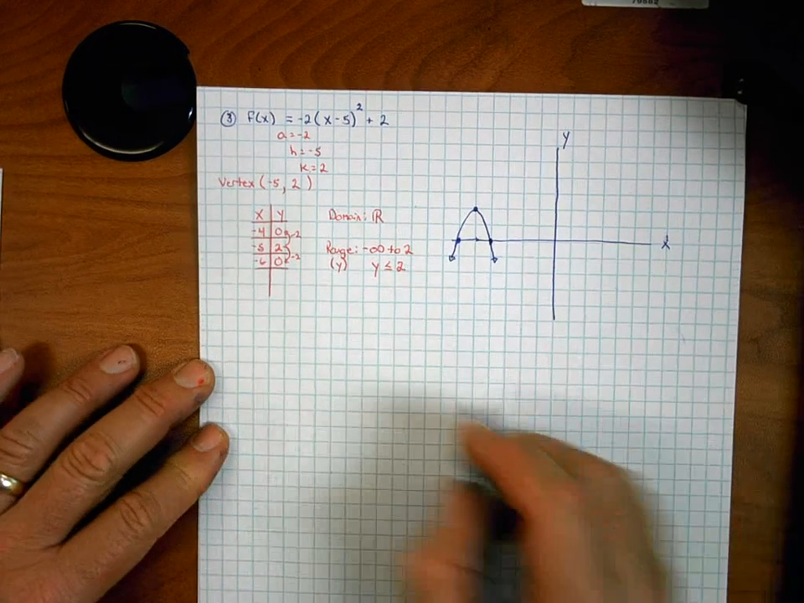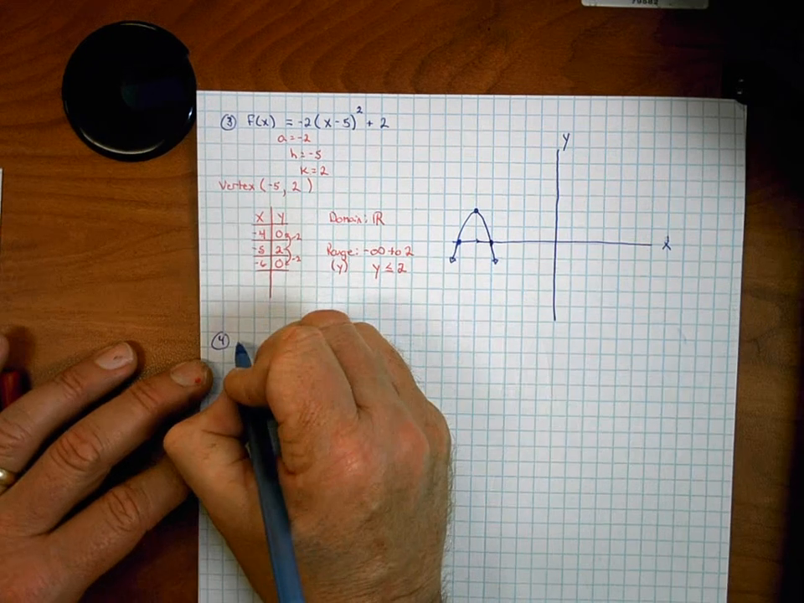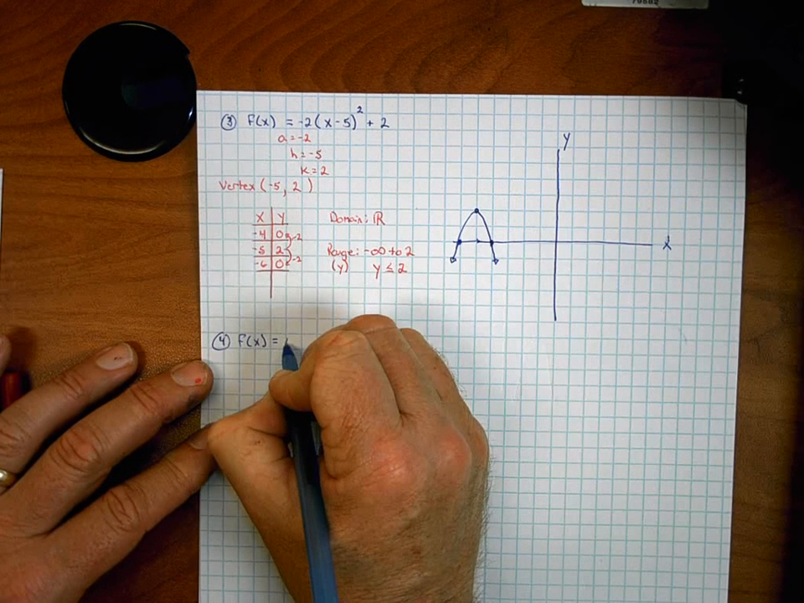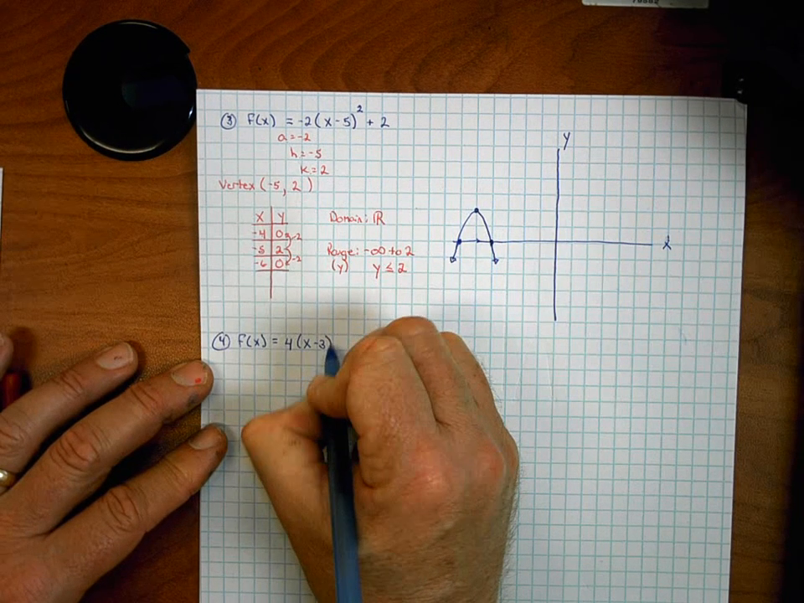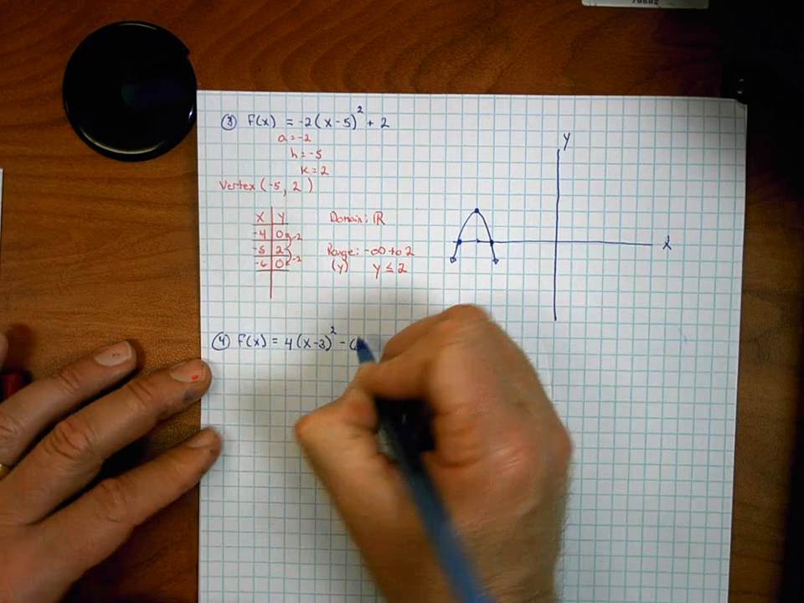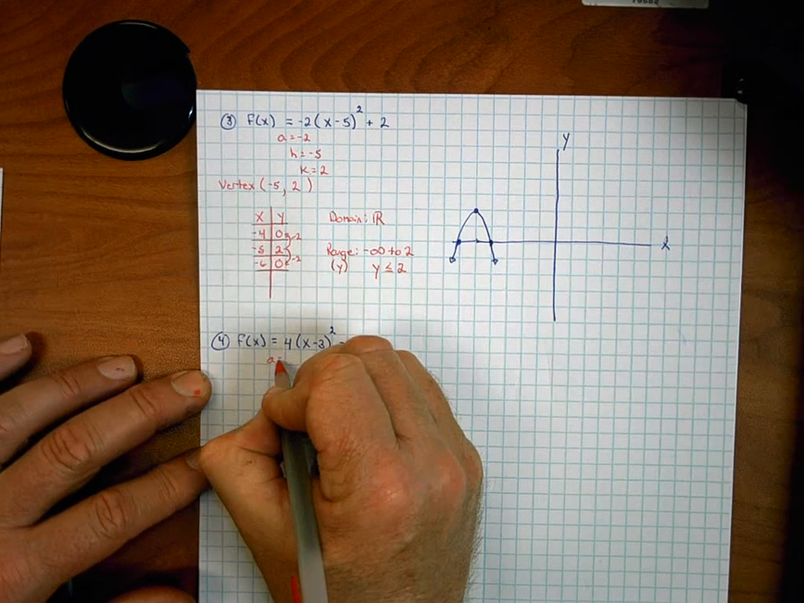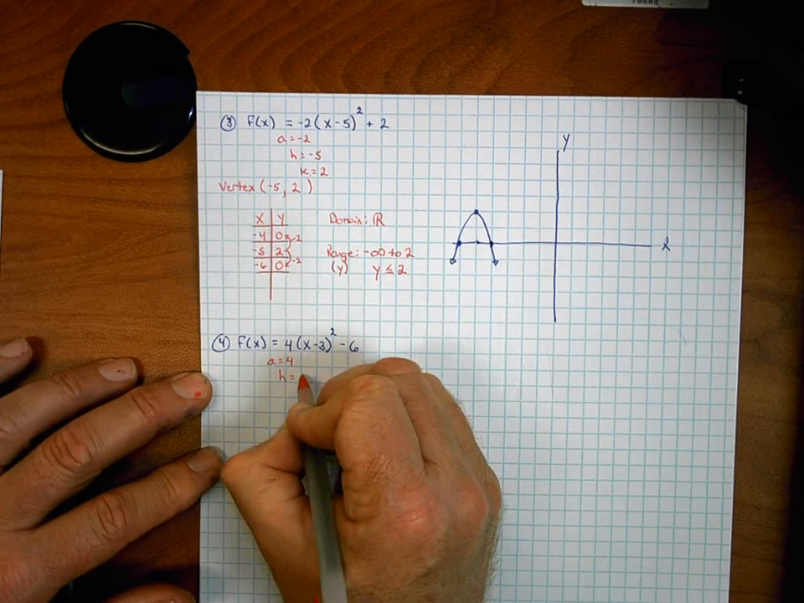Moving on, number 4, the equation that you were given for number 4 was the function f of x is equal to 4, then quantity x minus 3, close the quantity, squared, minus 6. Alright, so what is my a value? My a value is going to be 4. What is my h value? My h value is going to be +3.